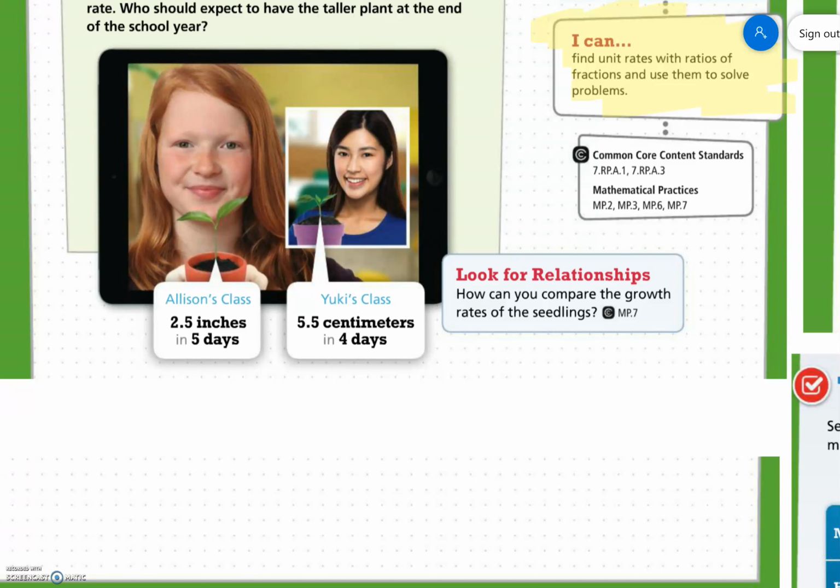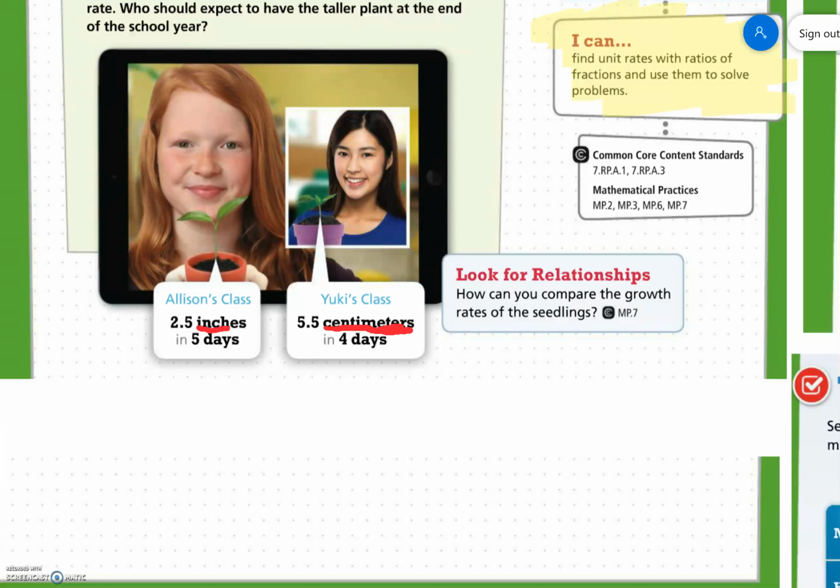Allison's class grows 2.5 inches in 5 days. Yuki's class grows 5.5 centimeters in 4 days. Can we compare these two just yet? We can't compare them because one is in inches and one is in centimeters. We have to be able to convert them either from inches to centimeters or centimeters to inches.